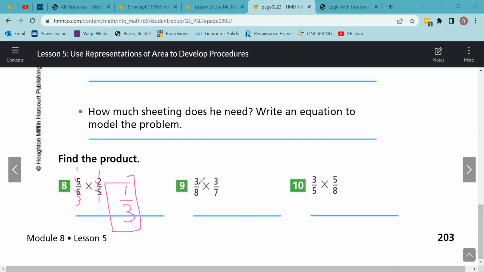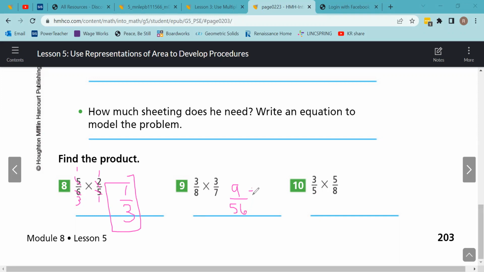Okay. 3/8 times 3/7. 3 and 7, you can't simplify at all. You can divide this by 3, that by 7, but not the opposite one. 8 and 3, 3 is prime, so you can only divide it by 3, and you can't divide 8 by 3. So that doesn't work. We have to just multiply straight across here, and it's 9/56.